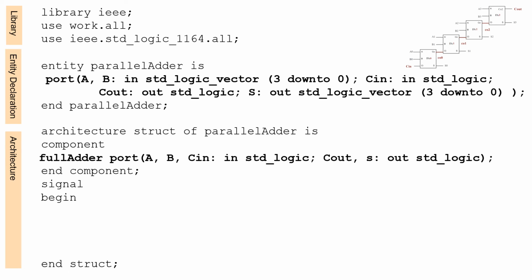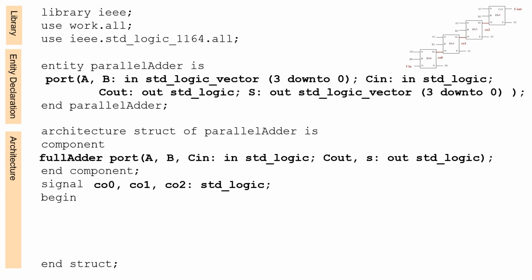Next, we have to define the signals that are needed, and we decided in the plan that we made earlier that we need 3 signals: Cout1, Cout2, and Cout0. So Cout0, Cout1, Cout2. And these are each a single bit, so we'll say standard logic. Now after begin, we're gonna start defining the connection between the output and the input of the entity parallel adder. We can refer to the diagram we saw earlier.